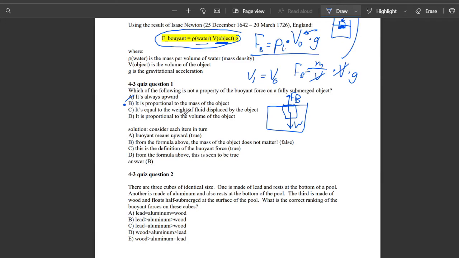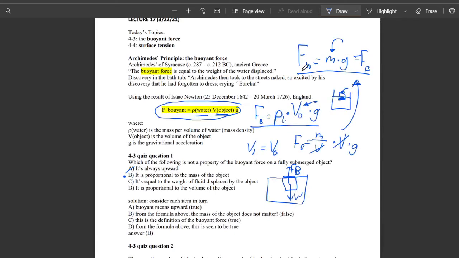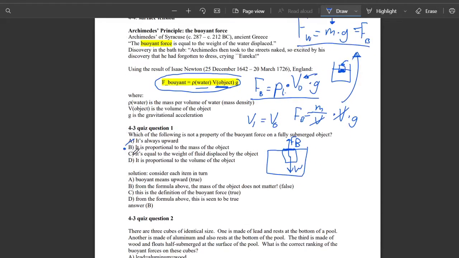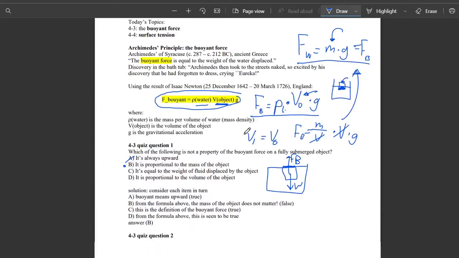It's equal to the weight of the fluid displaced by the object. Well, if we come back up here, we said that the buoyant force is equal to the mass of the water displaced times the gravitational acceleration, and we derived it from this equation here by making a couple assumptions about what's going on, and we had ultimately said that the mass of the water displaced is equal to the buoyant force, or is integral to calculating the buoyant force.